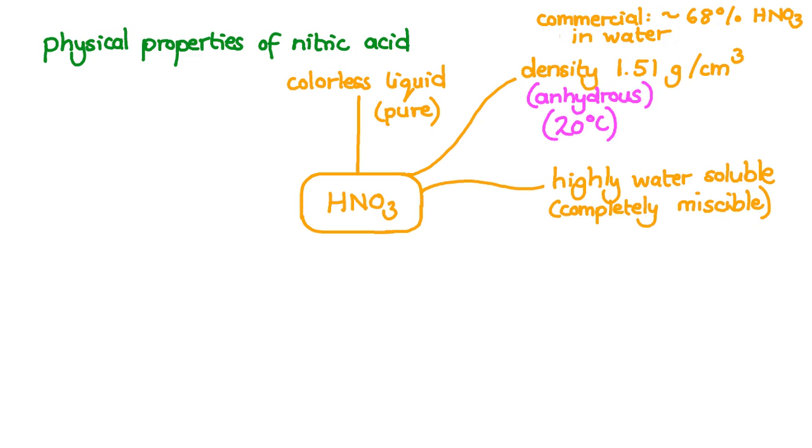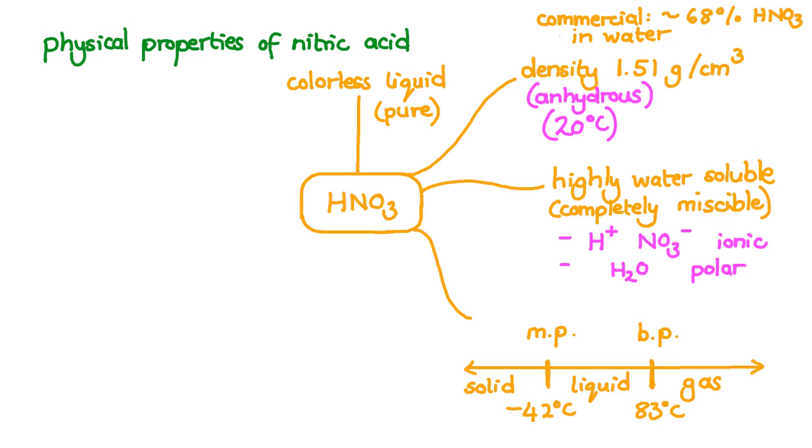Nitric acid is highly water-soluble and completely miscible in any proportions. This is because of the ionic nature of the components of nitric acid and the polar nature of water. The melting point of pure nitric acid is -42 degrees Celsius and the boiling point 83 degrees Celsius. In its pure solid form, nitric acid is white. Note, however, that commercially available nitric acid has different melting and boiling points because of the presence of water.